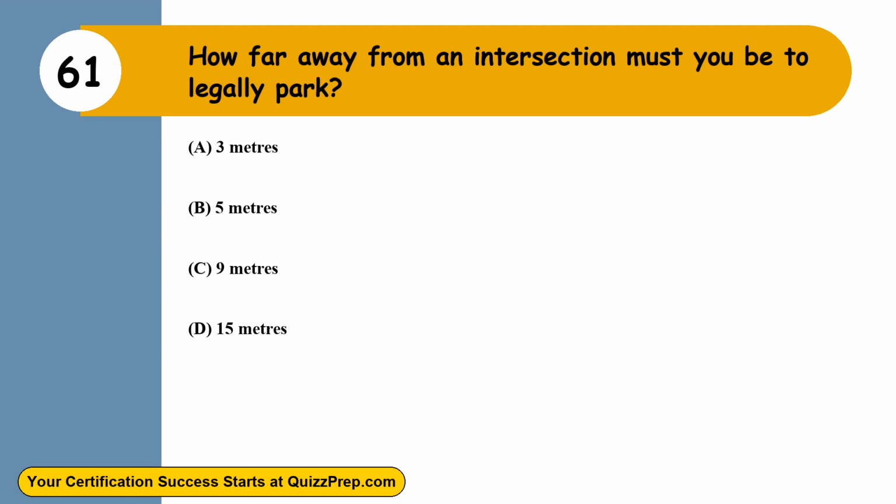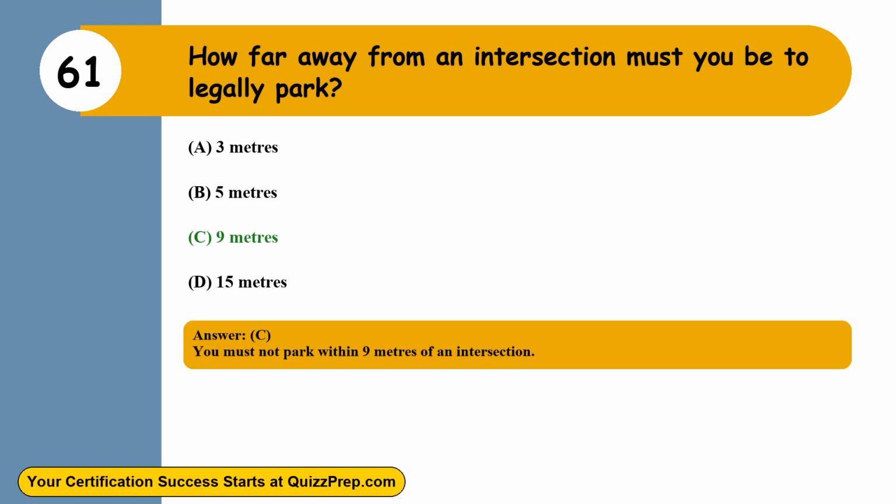Question 61. How far away from an intersection must you be to legally park? Option A. 3 meters. Option B. 5 meters. Option C. 9 meters. Option D. 15 meters. The correct answer is option C. 9 meters. You must not park within 9 meters of an intersection.